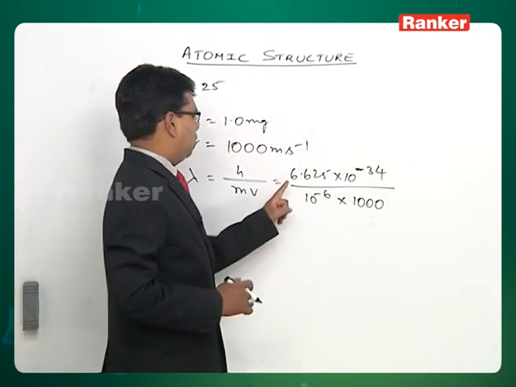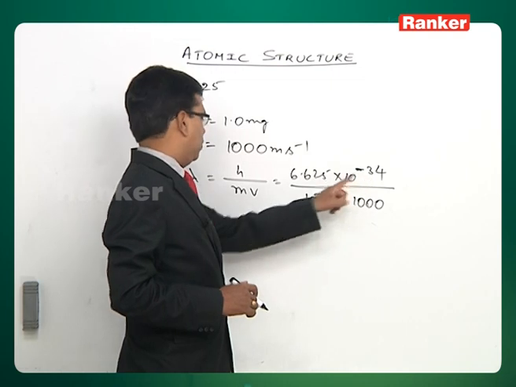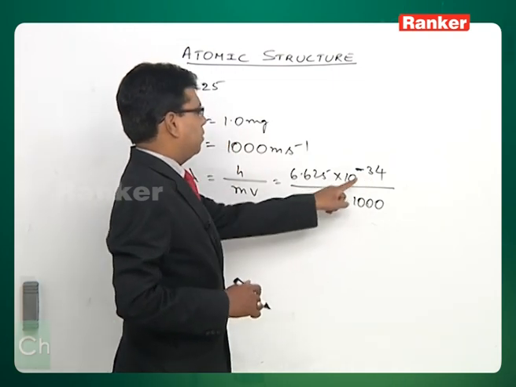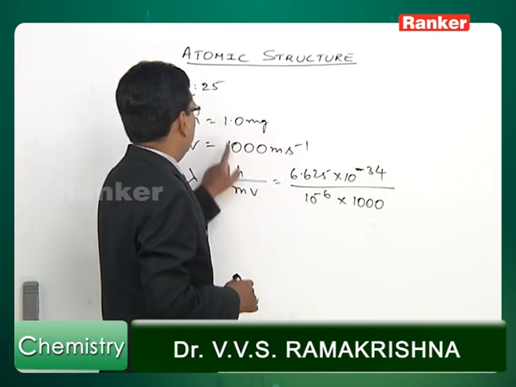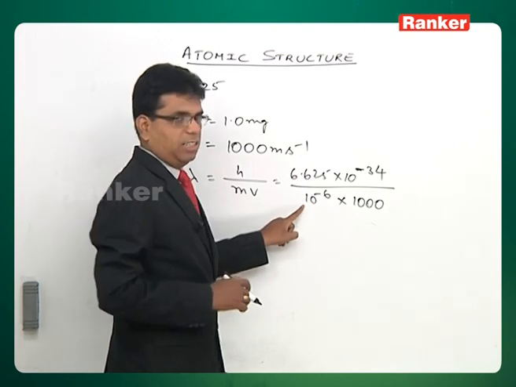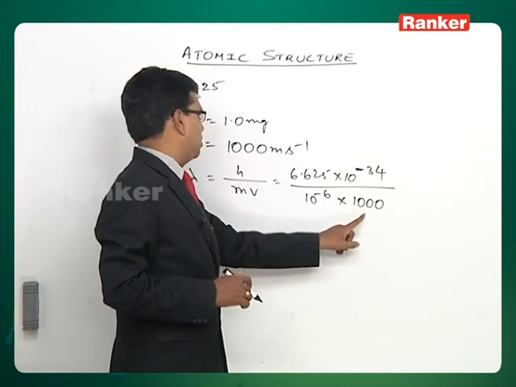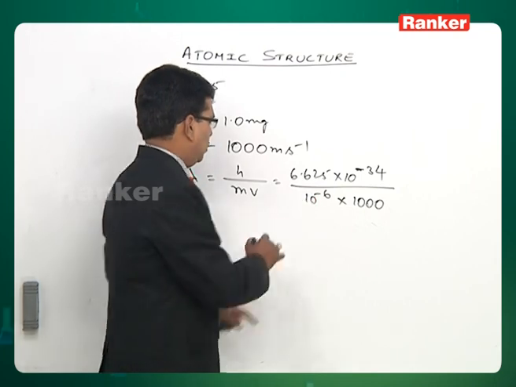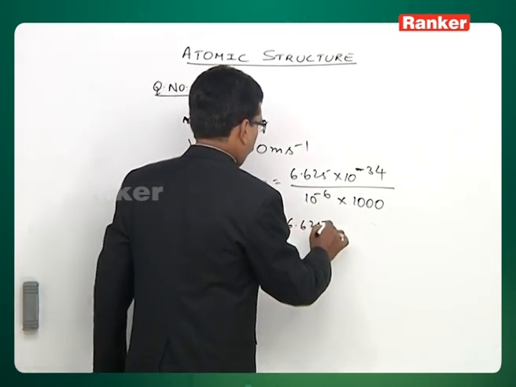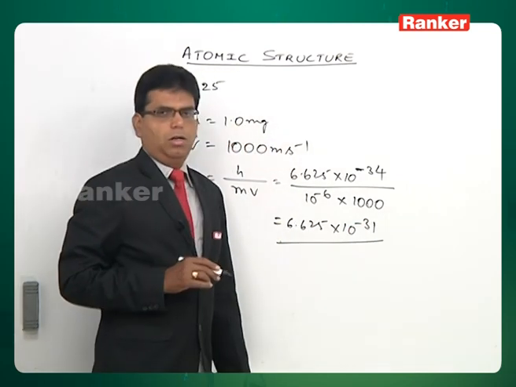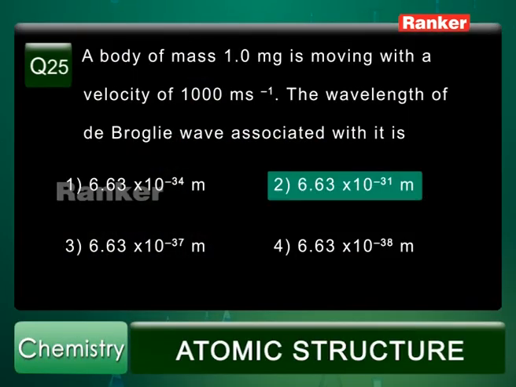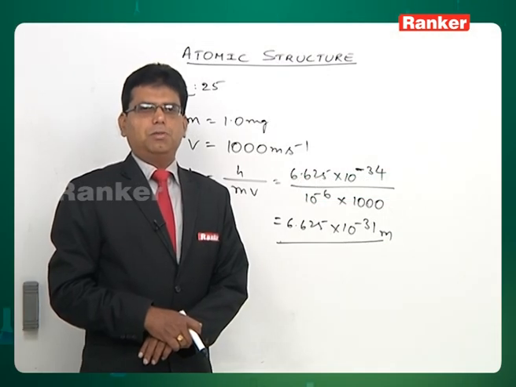So, lambda is equal to Planck's constant 6.625 into 10 power minus 34, divided by the mass, which we have to write in kg, that is 10 power minus 6, and the velocity of course 1000 meters per second. When you do this, you will get 6.625 into 10 power minus 31 meters. So, the correct answer is option 2, that is 6.63 into 10 power minus 31 meters. Now, let us move on to question number 26.